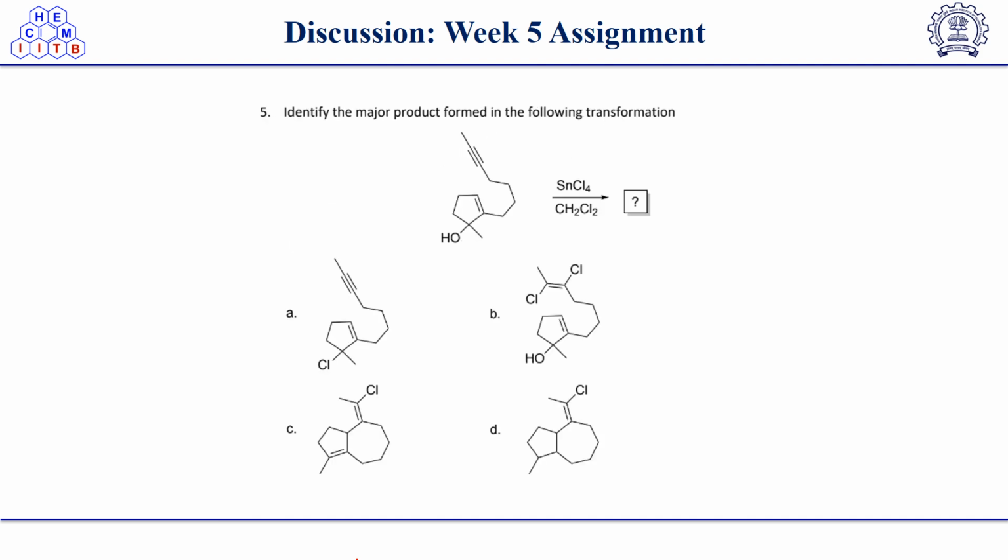Now moving to the next question. Identify the major product formed in the following transformation. So this compound having this alkyne, alkene and one hydroxyl group here is treated with SnCl4 in DCM. So what will be happening and what will be the major product in this reaction?